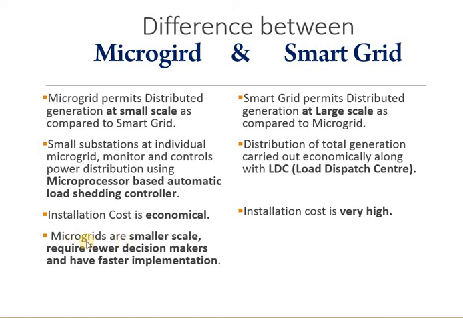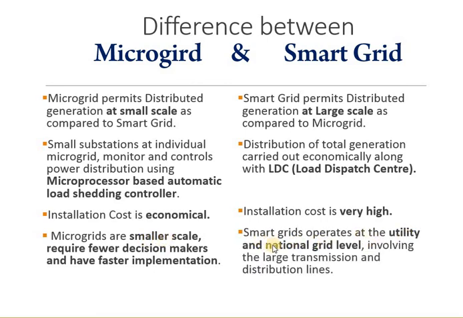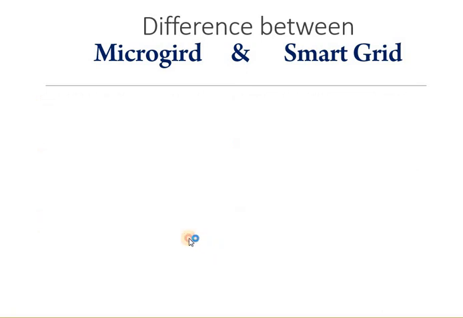Then in microgrid, microgrids are smaller scale, which require fewer decision makers and have faster implementation since the size is small, whereas smart grids operate at the utility and national grid level. These are comparatively bigger level than the microgrid. It involves large transmission and distribution lines since it covers very big size lands. Here, the small land can be covered because local power generation is encouraged in microgrid.